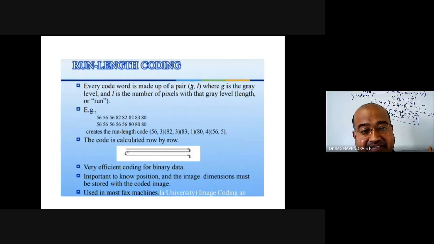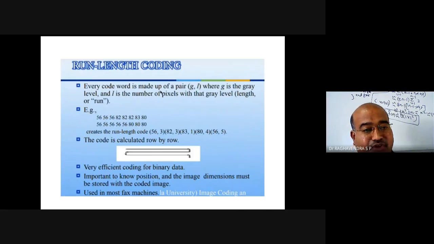For example, if we take a gray level of 100, how many times does 100 occur in the image? 2 times, 3 times? That is what we call frequency. The number of occurrences of this gray level in the given image is the frequency, represented by the variable L. Once more, in run length coding we represent every code word by a pair. The first variable is the gray level G. The second variable L is the number of occurrences of that G.